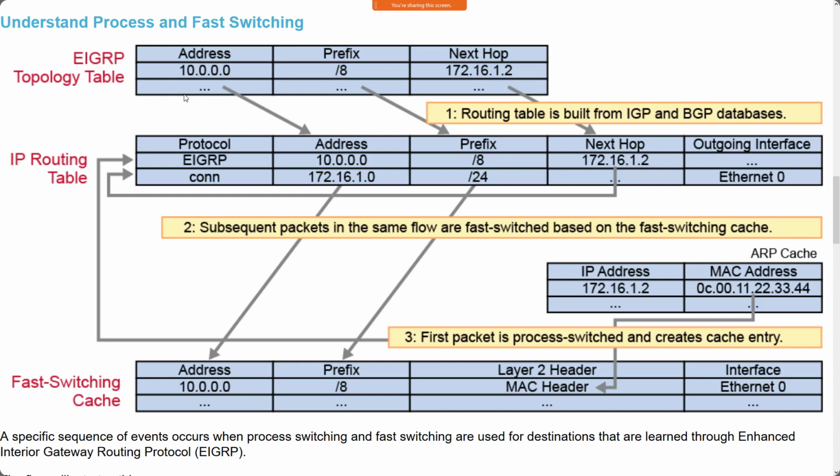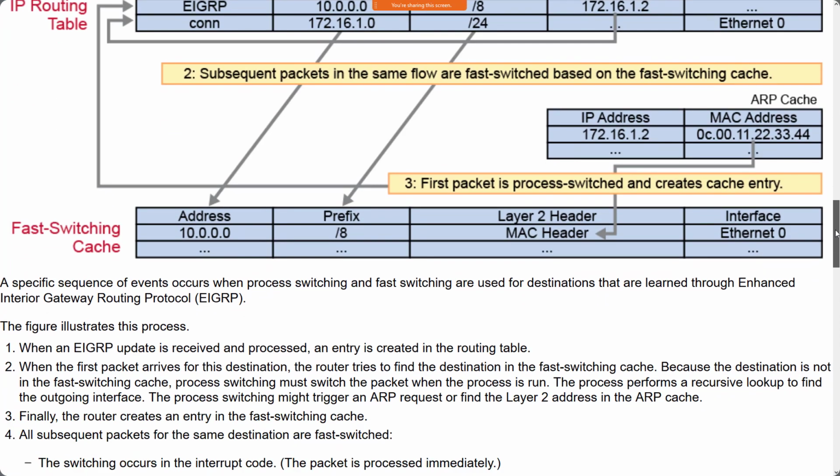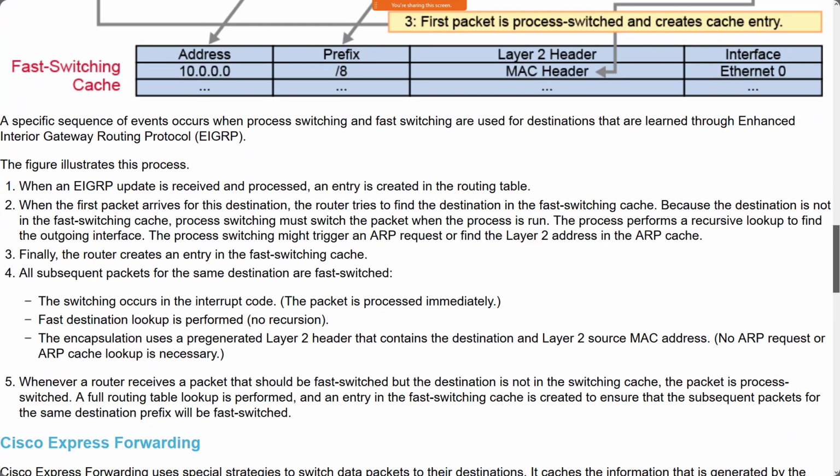So I take this information, this is all control plane information, and then I build my fast switching cache. This is the destination prefix. This is what the layer 2 header is going to look like after the rewrite. This is the interface it's going to go out of. And I don't have to worry about going up to the control plane and looking at those other databases. All right? So let's go through a specific scenario here.